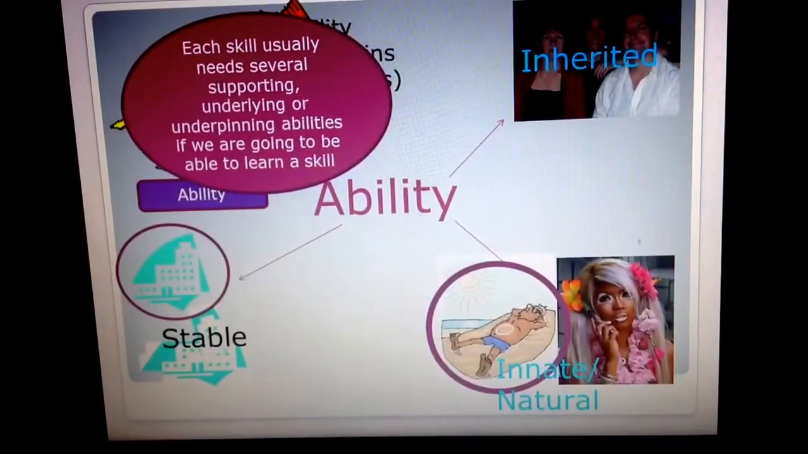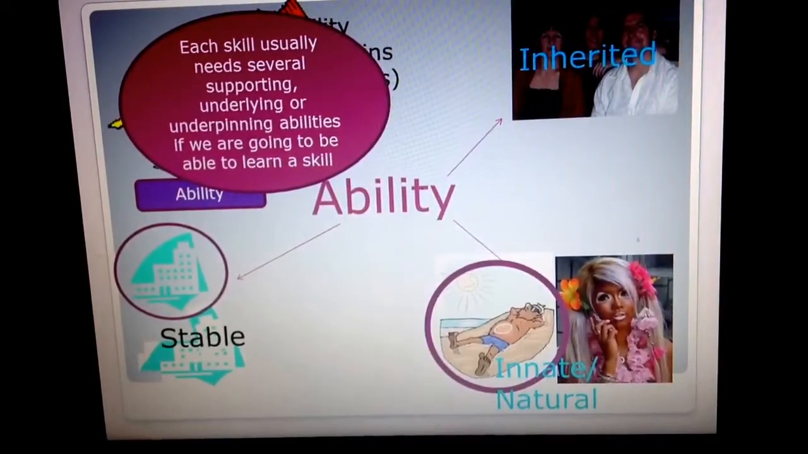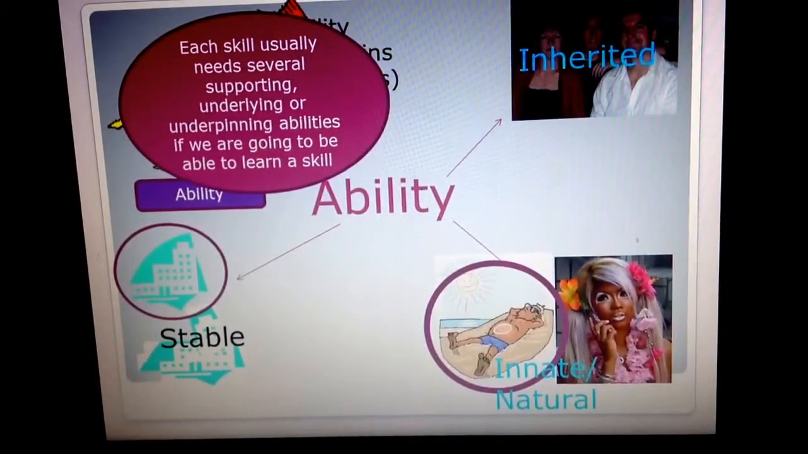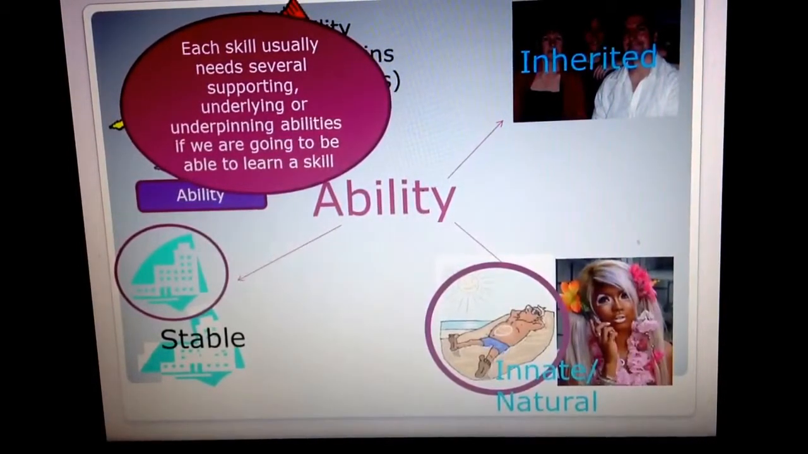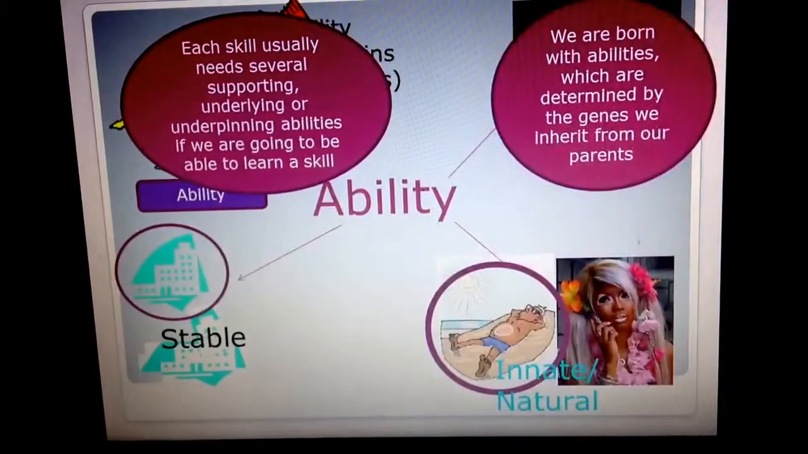So each skill usually needs several supporting abilities if we're going to be able to learn that skill. So supporting, underlying, underpinning, either one of those will give you the mark, but it's important that we know ability underpins skill. So without ability, the learning of a skill will be a lot harder or a lot slower process.